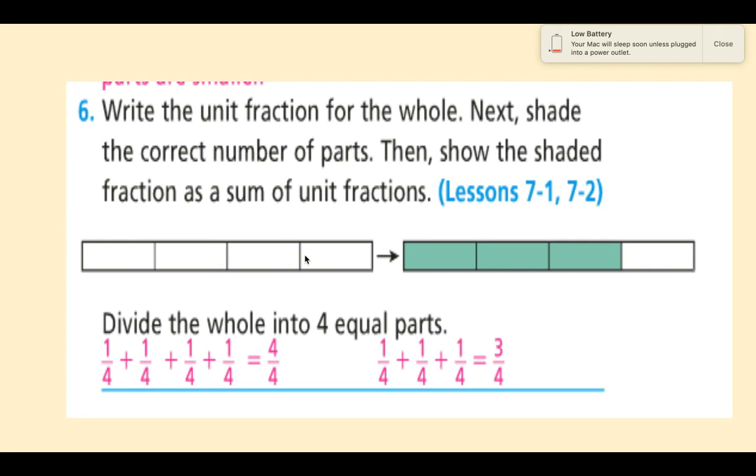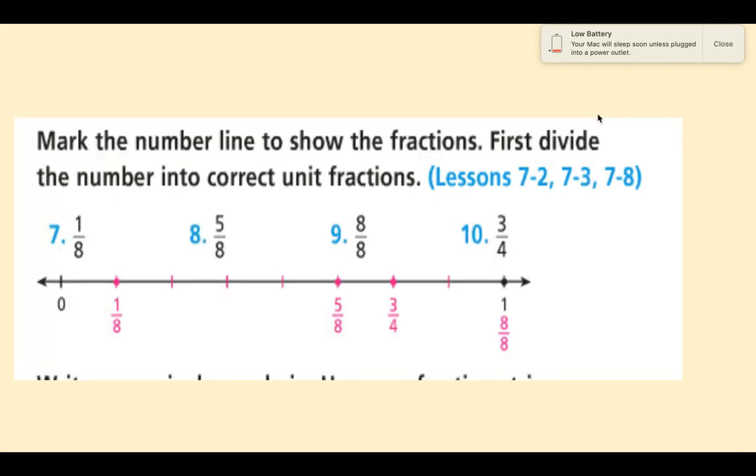These are unit fraction parts. Each part is 1/4 of the whole. So 1/4 plus 1/4 plus 1/4 plus 1/4 is 4 out of 4. The shaded part is 1/4 plus 1/4 plus 1/4, which is 3/4.